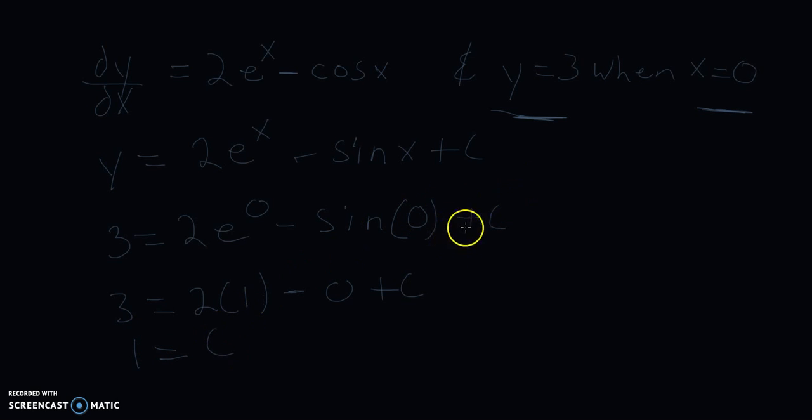So our function is going to be, let me write it over here, y equals 2e to the x minus sine x plus 1. And in this case, it's actually continuous everywhere, so the domain would be from negative infinity to infinity. So we don't have any domain issues, which we will include in a later video.